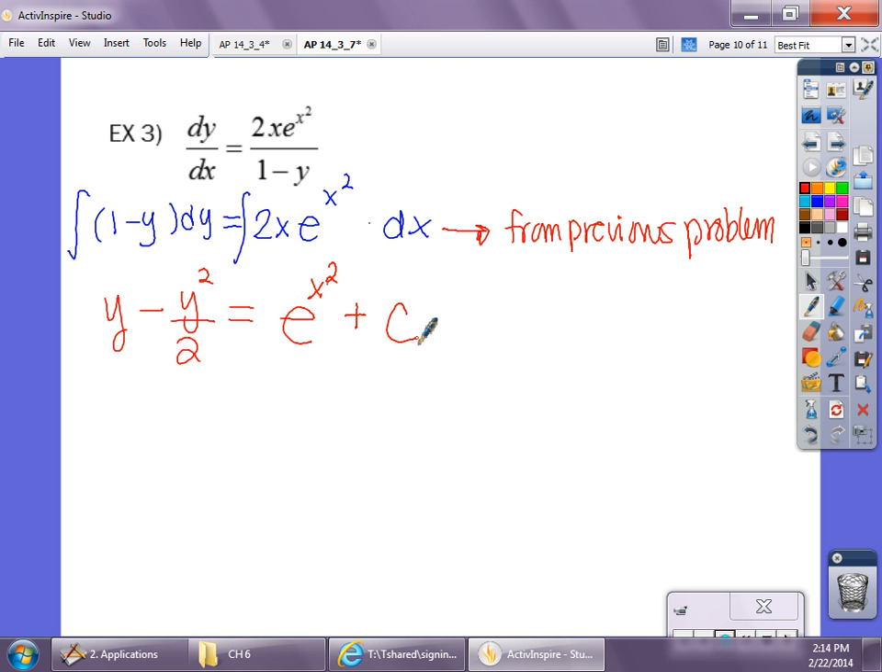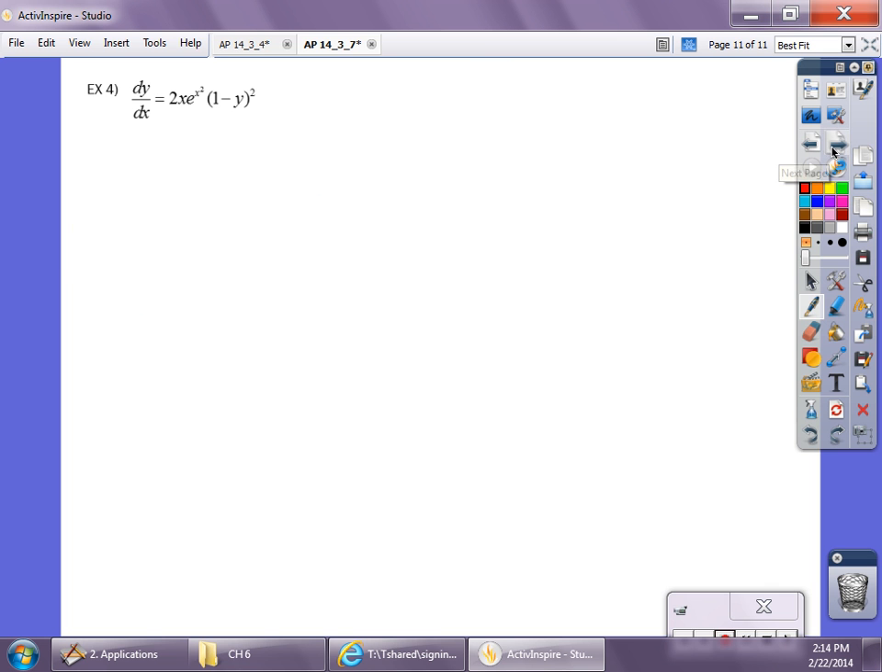I am going to allow you to leave it this way because trying to solve for y in this would be a pain. You'd have to use quadratic formula to do so. So it's just to show you, notice we did not need ln, and that's because the 1 minus y was multiplied by dy. And then the fourth one here.